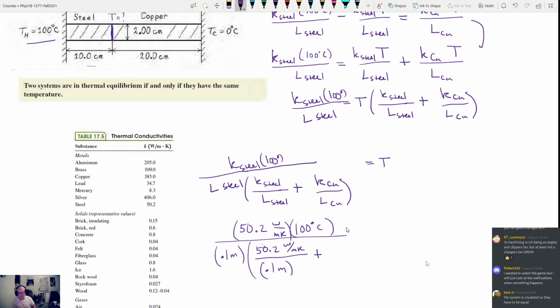And then plus K for copper is 385. So the rate of heat transfer through copper is much faster, and that is going to have an impact on what the answer is, as you will see. And we divide that by the length of the copper, which is 0.2. And that should all be equal to our temperature. Now, before we do the calculation, first of all, are there any questions?